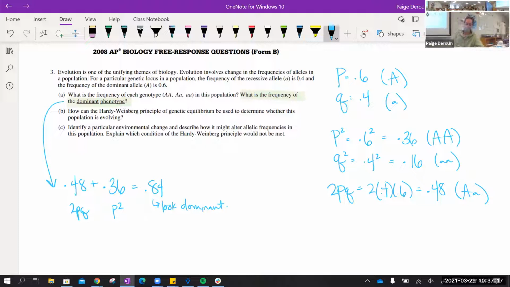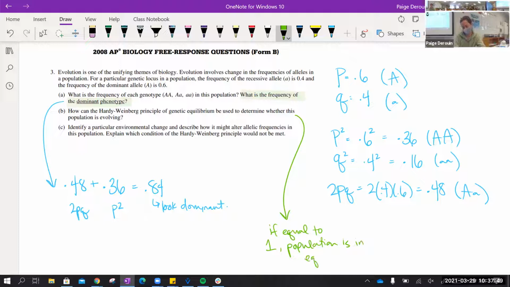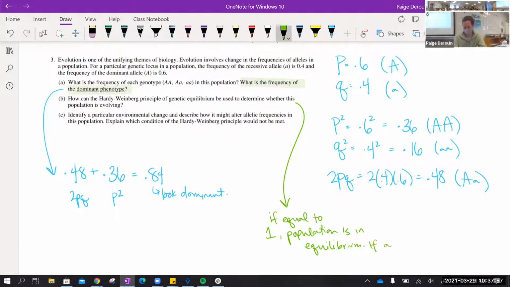Often it will ask you other questions related to Hardy Weinberg. You're like, yay, I did it, but now I have to explain what it is. So pay attention to that. How can Hardy Weinberg be used to determine whether this population is evolving? Anyone have any ideas? If it equals 1, it's at equilibrium. If it doesn't, it's evolving. Good. So if it equals 1, the population is in equilibrium. Also, you could say if all conditions for Hardy Weinberg are met, then you're in equilibrium. You could talk about either of those things.